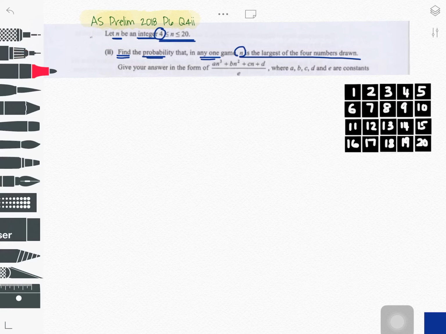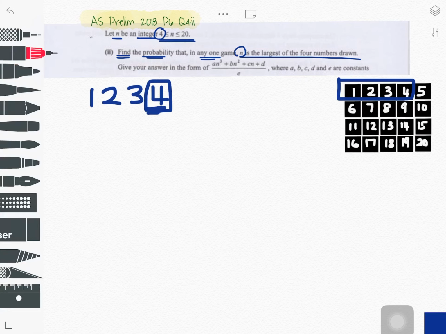Okay, let me take the basic 4 numbers here. If I follow the order, this is what I will get: 1, 2, 3 and 4, right? In this set, what is the biggest? 4. See, in the basic set of 4 numbers drawn, the biggest value is actually 4. That is the reason why this one is starting with the 4. There is no way one can be the largest in the 4 numbers drawn.